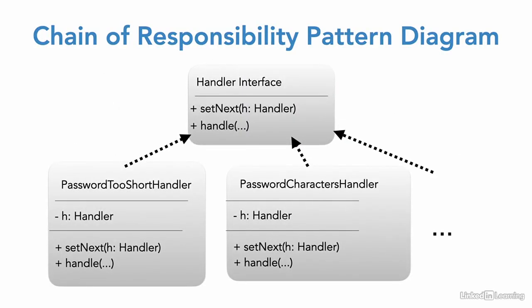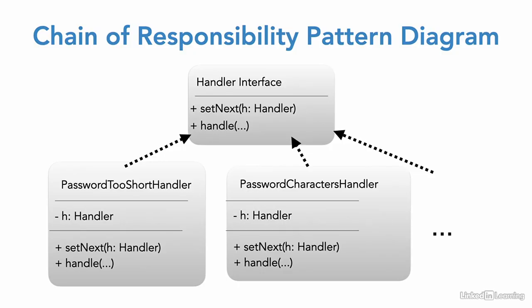So first, though, let's take a look at what this situation would look like in UML. All right, well, it's generally going to look something like this. The first part is that we create a handler interface. And handler doesn't actually have to be the name of the interface, but we're just going to call it that here. And this handler interface is going to have two methods. The first method is going to be for setting the next handler that the current handler will pass the situation onto if it can't handle it. And the second method will be a method for actually handling the situation.